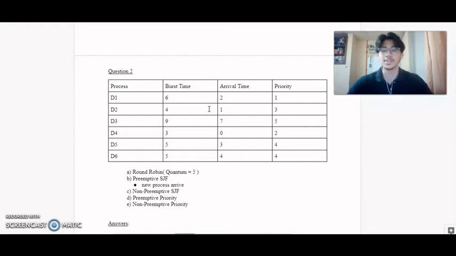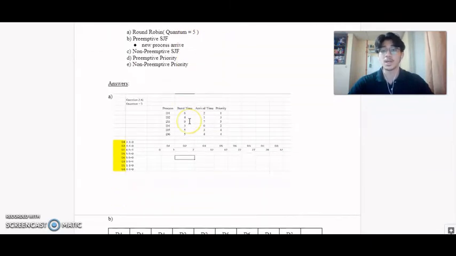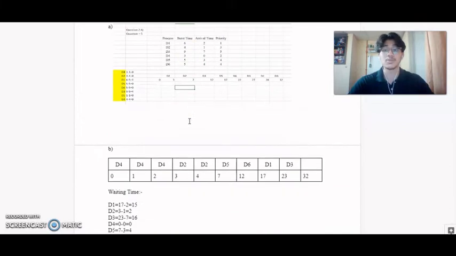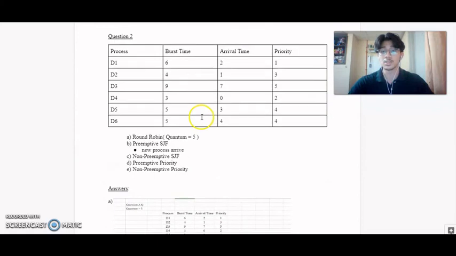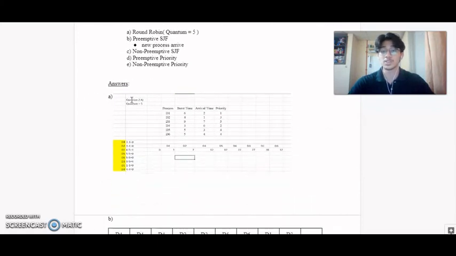I'm going to explain about question 2B and C. So for question 2B, which is the preemptive SJF or shortest job first, by the name, we would know that the type of calculation is we are going to take the earliest arrival time and the lowest burst time as the first process that needs to be finished. So as an example, for my calculation, as you can see here, the D4 came first as the first process that needs to be done.